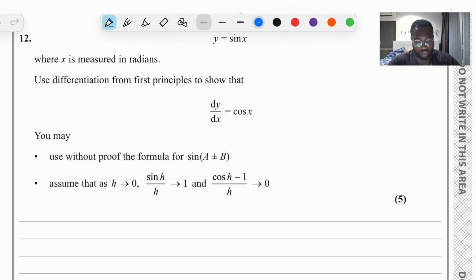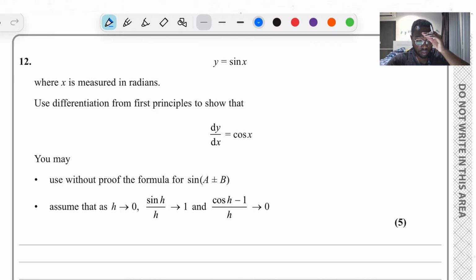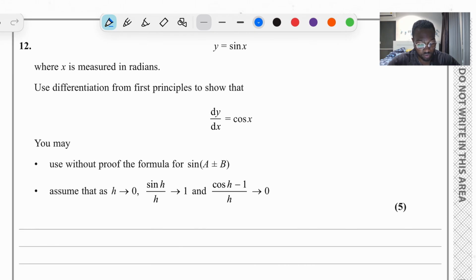Okay, so this question, we have y is equal to sine x, x is measured in radians. We need to use differentiation from first principles to show that dy by dx is equal to cosine x. And they also tell us that when h tends to 0, sine h over h tends to 1.